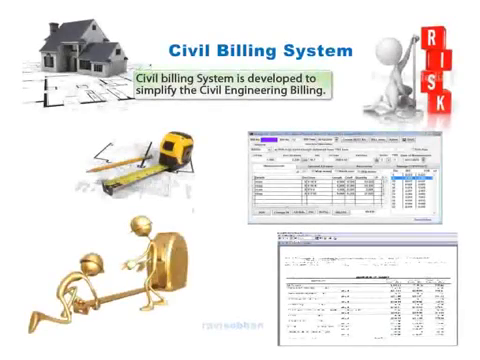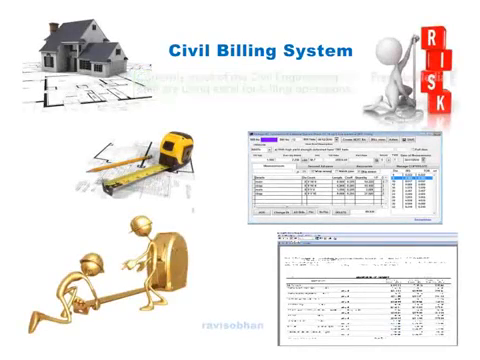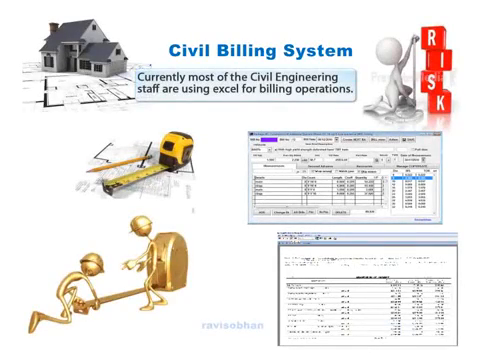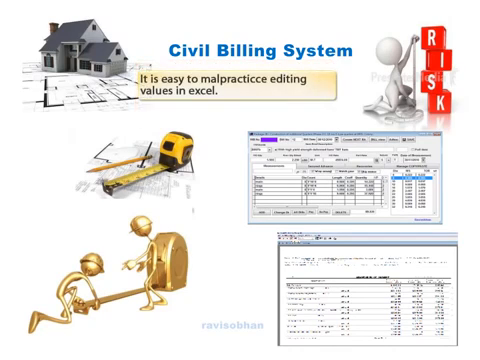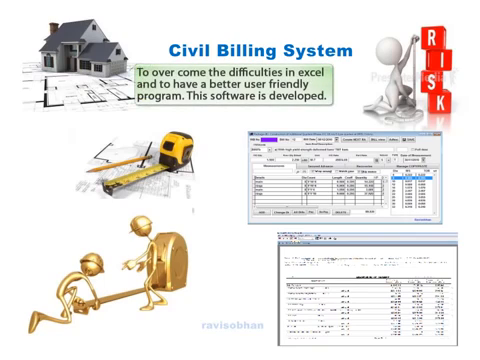The civil billing system is developed to simplify the civil engineering billing. Currently, most of the civil engineering staff are using Excel for billing operations. In Excel, all the linking is to be done for every work and for every bill and for every new item added. Print setting will get affected from time to time and system to system. It is easy to malpractice editing values in Excel. To overcome the difficulties in Excel and to have a better user-friendly program, this software is developed.